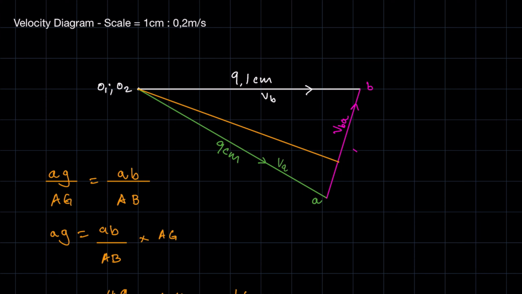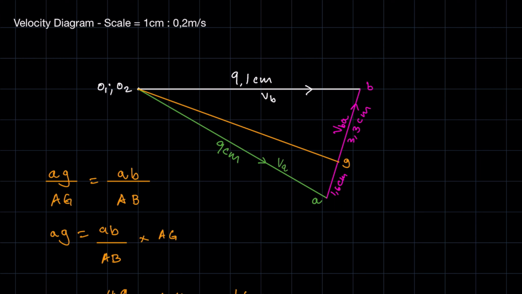So this is point G. Now from A to G is 1,6 centimeters, meaning what's left over is what? From G to B, we have 3,3 centimeters.